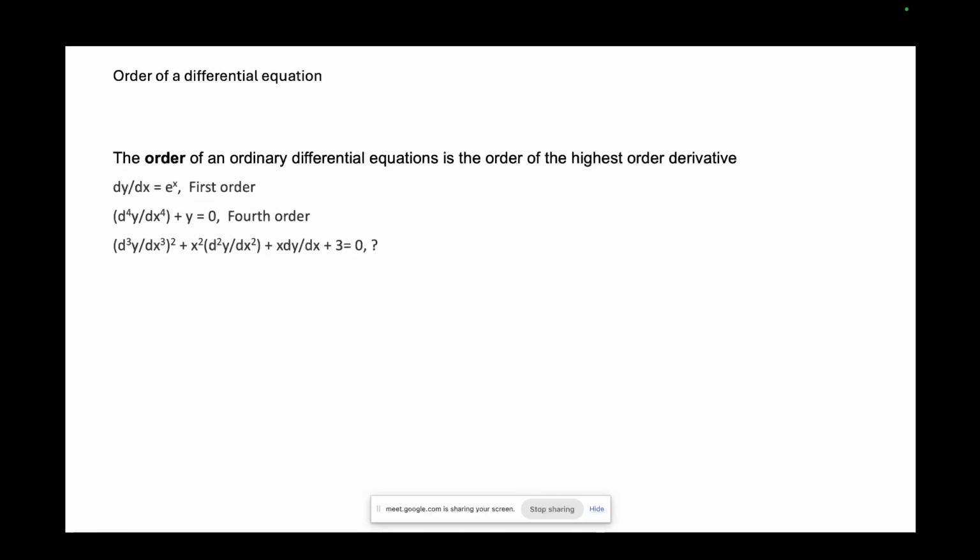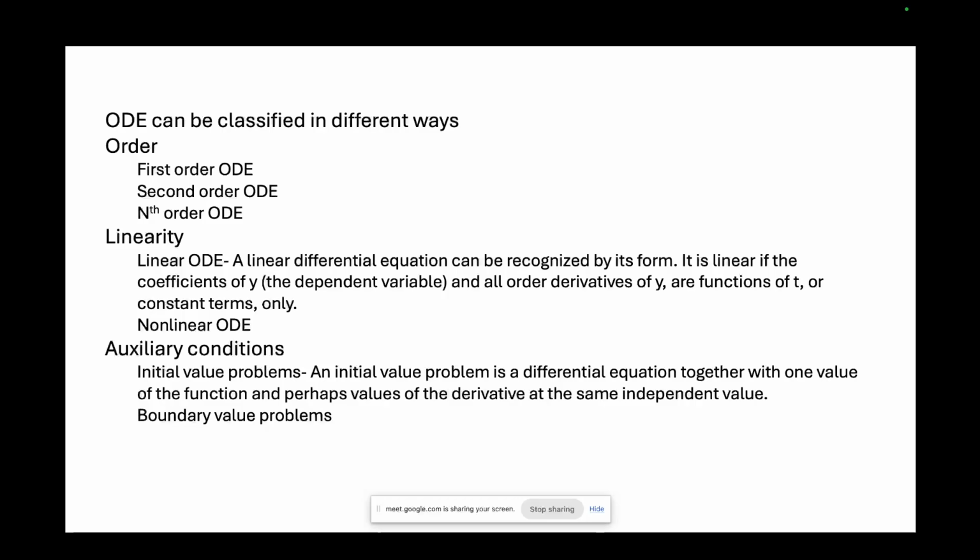So just to keep these small things in mind, because questions might come in the exam in the form of MCQs asking you what is the order of this equation, or is it a linear equation or not, etc. So the small things about differential equations are good to know. So yeah, different kinds of ODEs that can be there: first order, second order, nth order ODEs, depending on the maximum number of times the dependent variable has been differentiated.